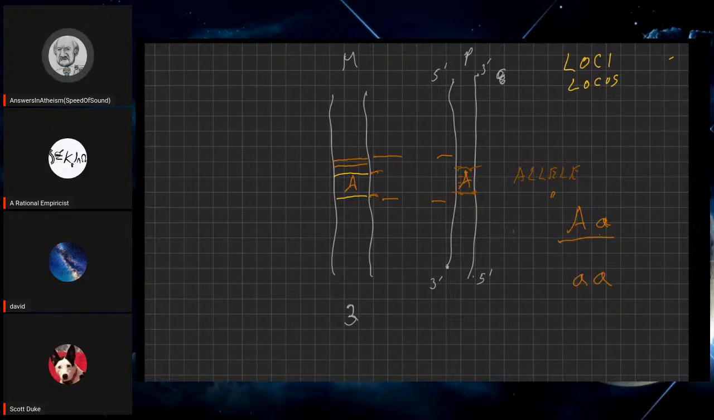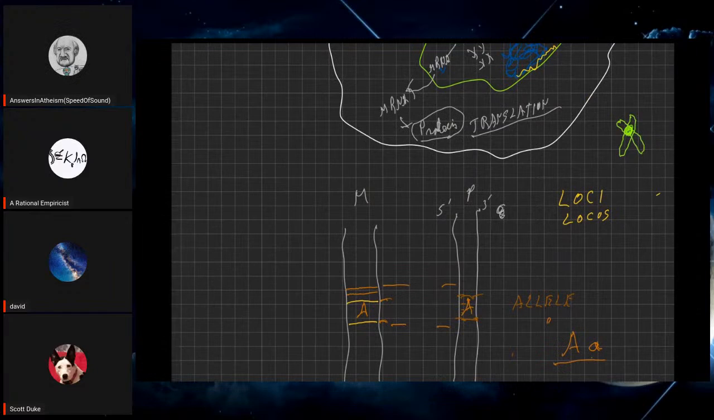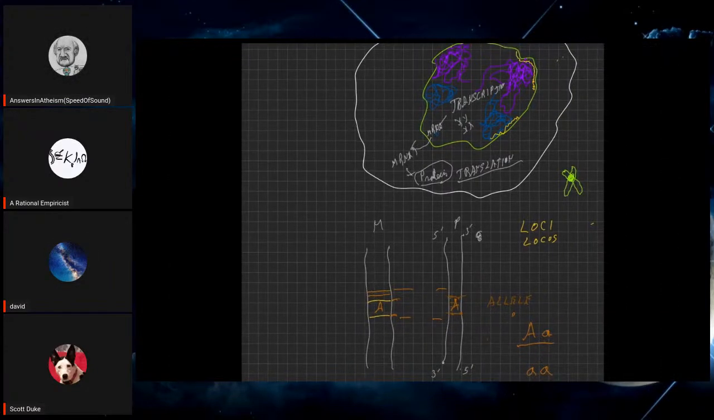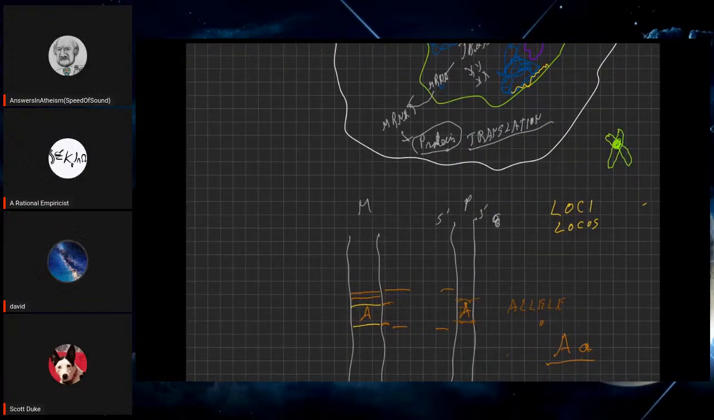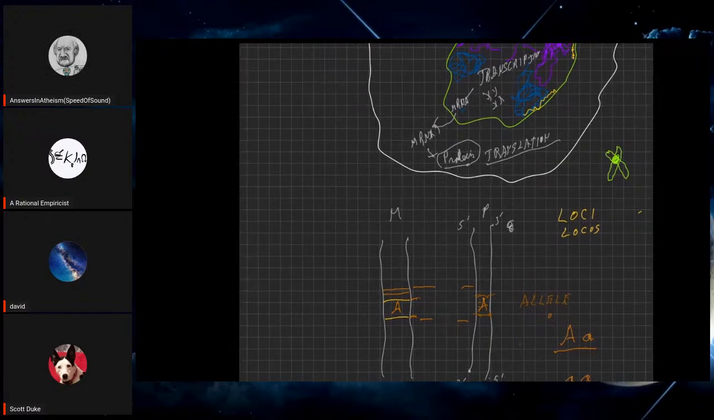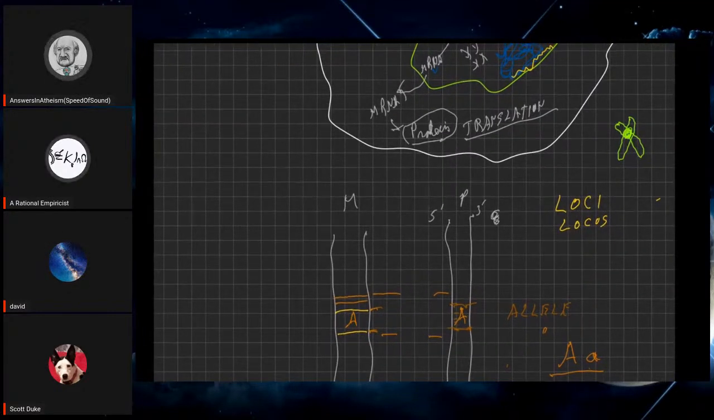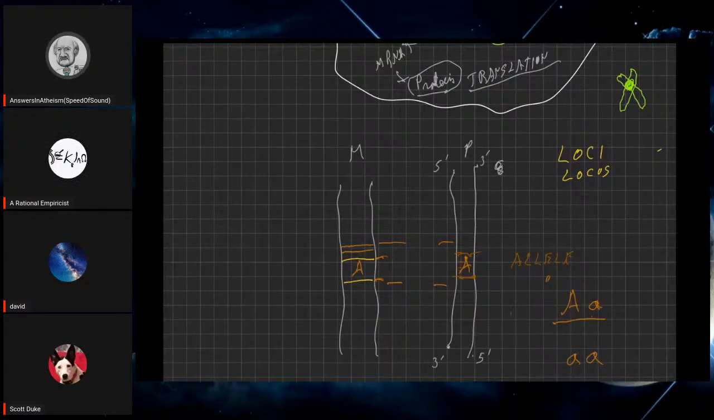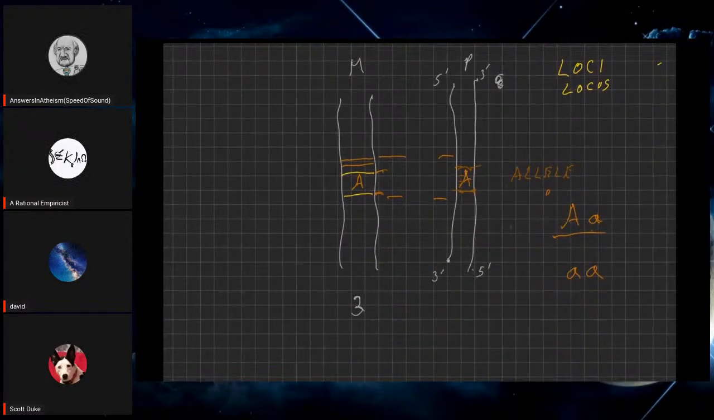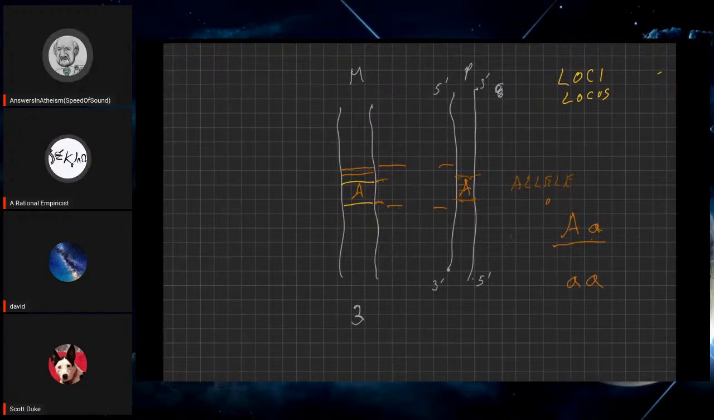Okay, so you may have 2 lowercase a's that don't work. In that case, you die. Well, maybe it would kill you. It could kill you. It depends. And in that case, that organism would never reproduce, so we wouldn't have to worry about it, right?